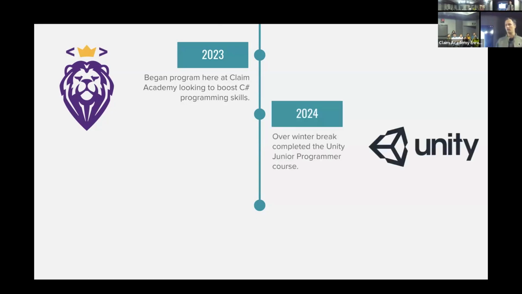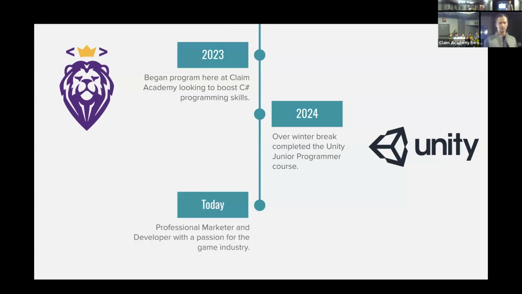In addition, over the winter break last year, I also coupled my Claim Academy program with diving into a little bit of Unity, where they had an educational free pathway which reinforced my C# skills. So I got the Unity Junior Programmer course accreditation there as well. So today I stand in front of you as what I would classify myself as a professional marketer and developer with a passion for the games industry.